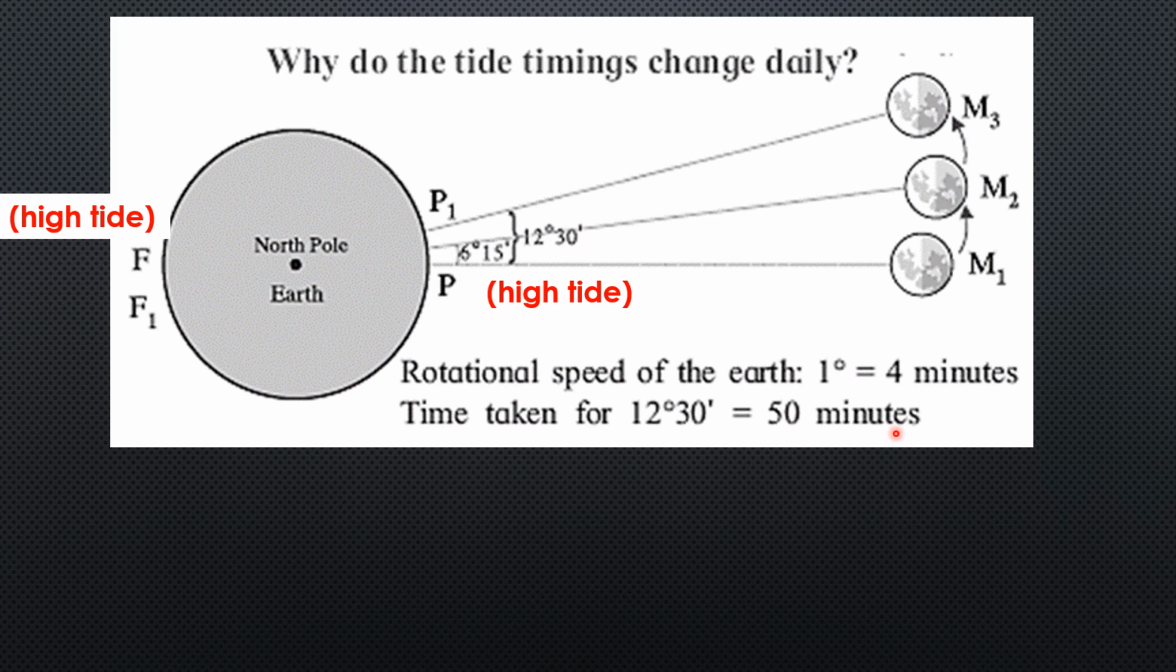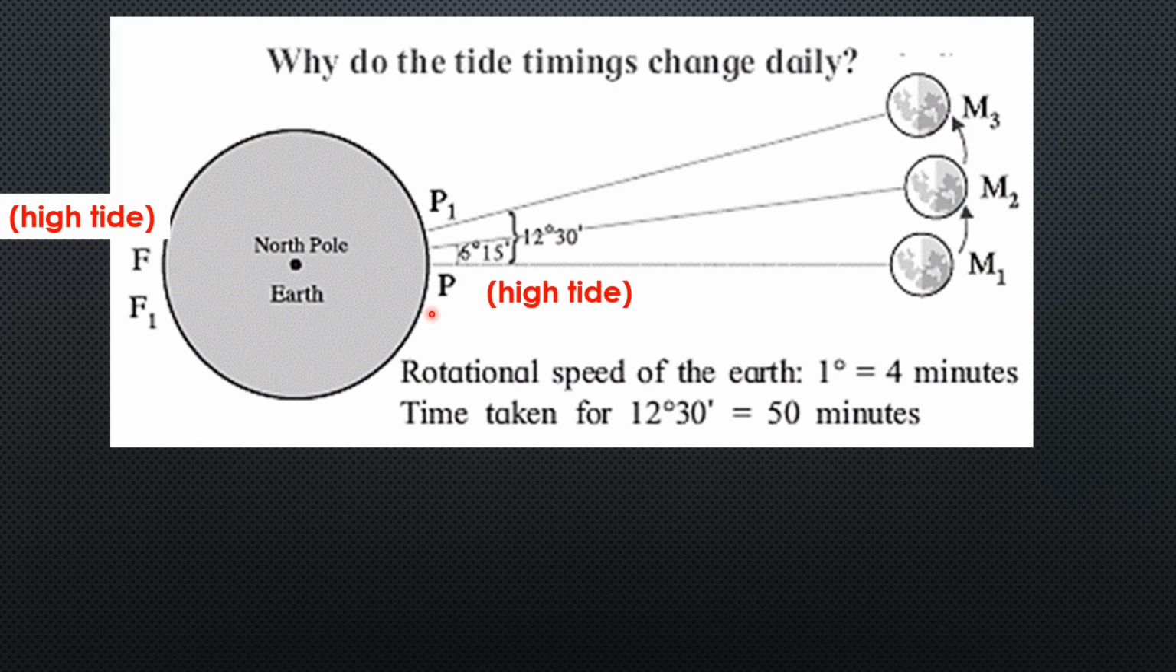Now in the diagram, point P will face a high tide as it is directly opposite the moon. And since point F is also on the opposite side of point P, that is on the back side, F will also face a high tide at the same time. This is due to the Earth's centrifugal force. And while the Earth is rotating continuously, it will take 24 hours for point P to come back to its original position.